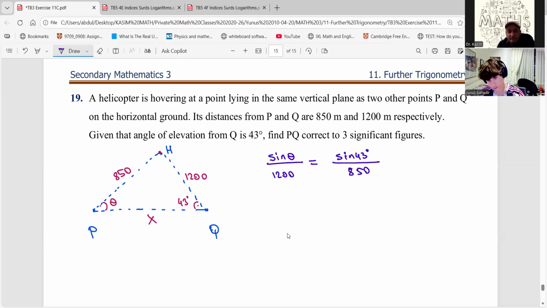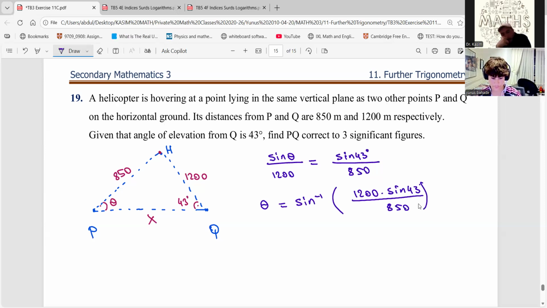If you just write the expression first, can you tell me what theta equals? Don't simplify anything. Theta is sine inverse of sine of 43 divided by 850 times 1200. Yeah, sine inverse of sine of 43 over 850 times 1200.